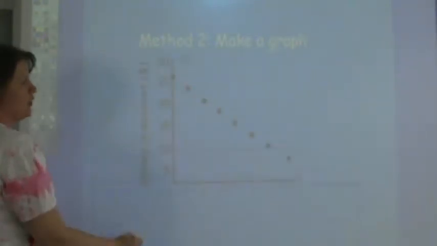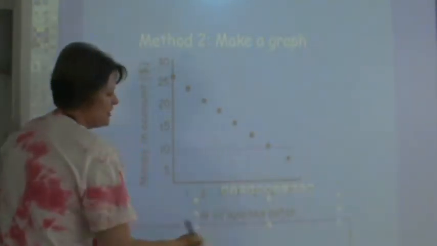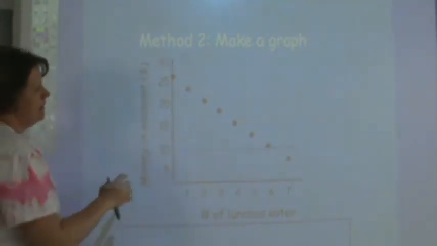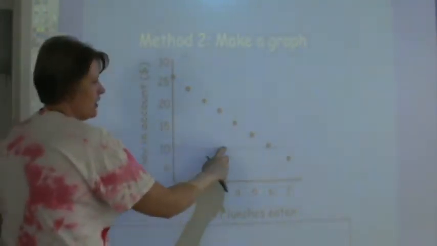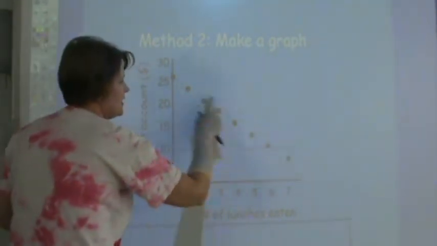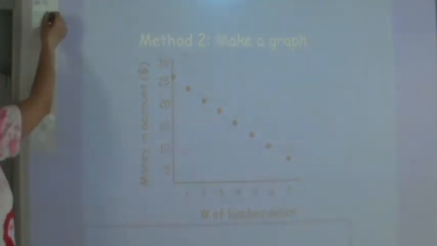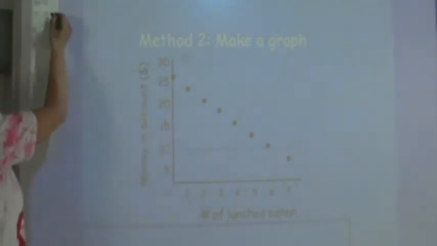Now the graph. You'd have your number of lunches eaten across the bottom. We've got our money in the account up the side. Again, I plotted my points, and I drew that line at 10 so that you could see when we get below that line. Again, that would be at our 7 lunches.